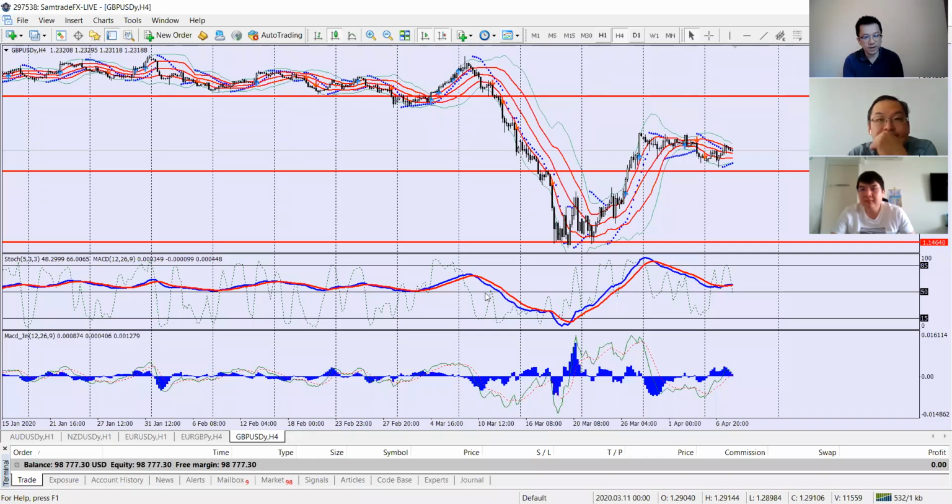There's only one thing that's going to push it higher or lower. That's the impact of the virus. All right, the impact of the virus.